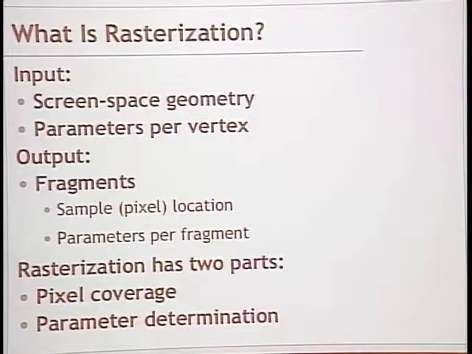Okay. Then, after rasterization, we get out fragments. And for fragments, we need a couple of things. One is which fragments are covered, which pixel locations. And the second thing is parameters per fragment. So when we have a triangle, it has red at one corner, green at one corner, blue at one corner. What is it for the fragment in the middle?